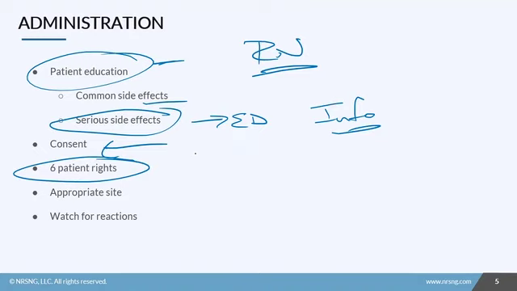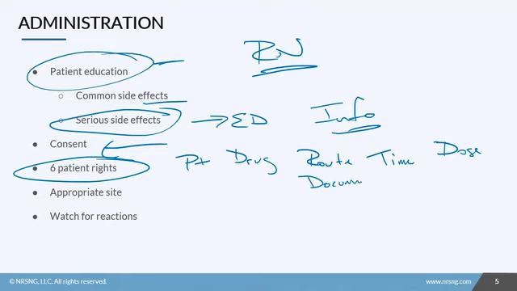Then also follow your six patient rights. Just to go over them, you've got the right patient, the right drug, the right route, the right time, the right dose, and the right documentation. Immunizations don't fall into their own category of not doing these six patient rights. You still have to do that. So you need to make sure that these six things are all in order before you give any of the immunizations to the patient.